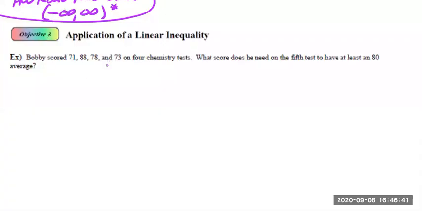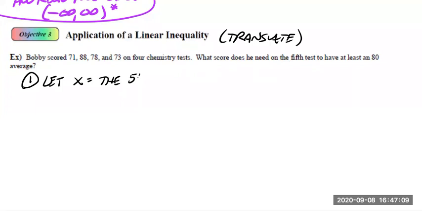So when we're solving an application problem, I'm going to go through the same steps. So the first question, we want to translate, again, to algebra. So we're thinking about the first thing, what are we looking for? If you look at the last thing, it says, what score does he need on the fifth test to have at least an 80 average? So we're going to let X equal the fifth exam score. So that's all we're looking for. There's no other quantity that we're looking for.